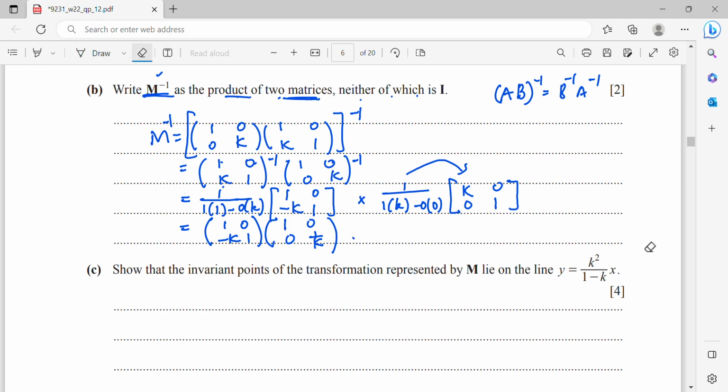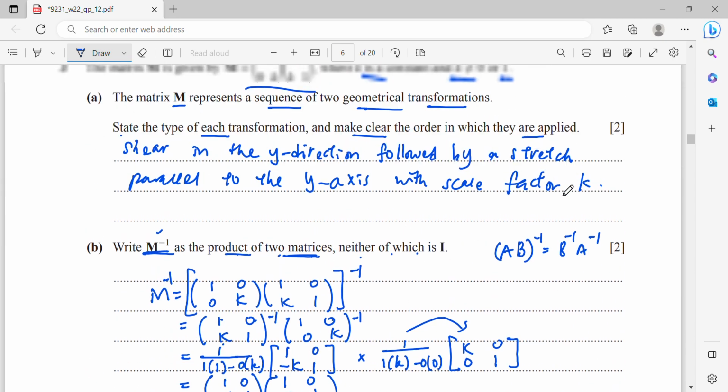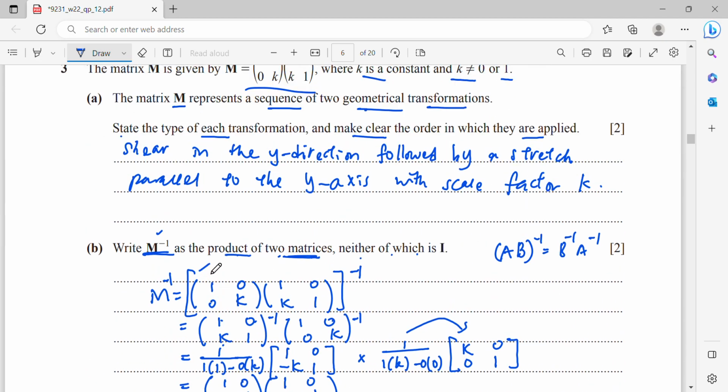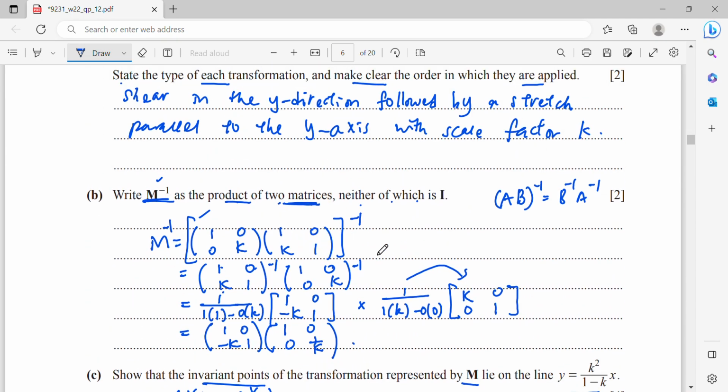Now, show that the invariant points of the transformation represented by M lie on the line. For invariant points, M times (x, y) equals (x, y). So now we need to get M first. The M from the previous question is [1 0; 0 k] times [1 0; k 1].